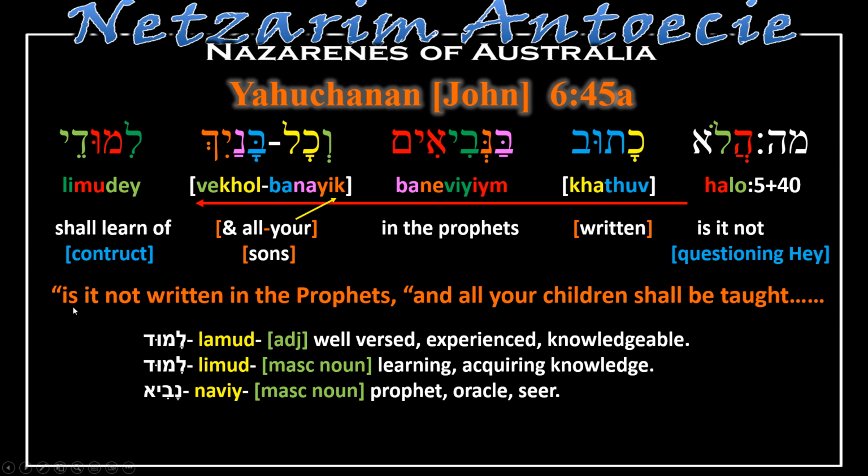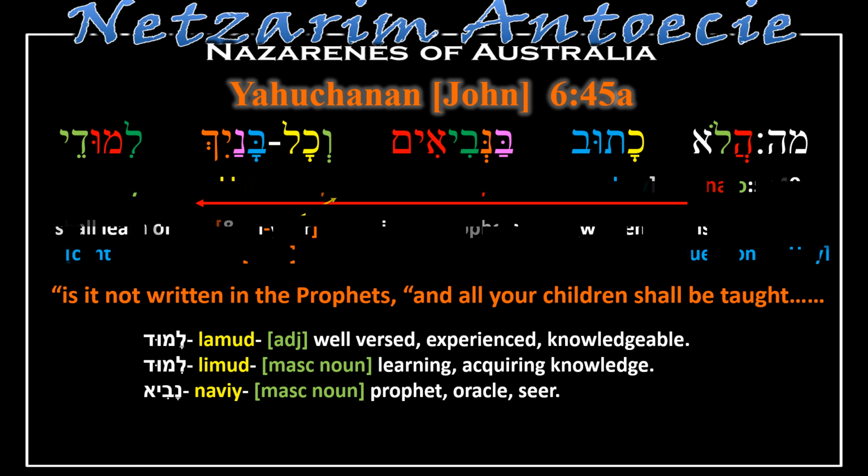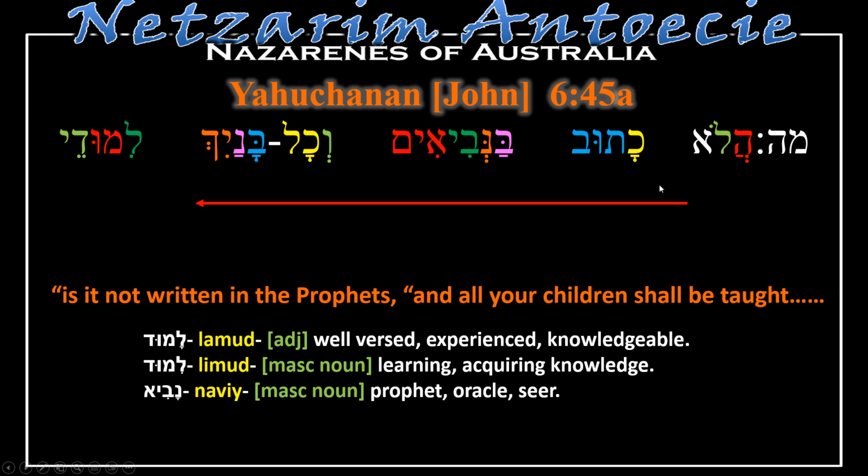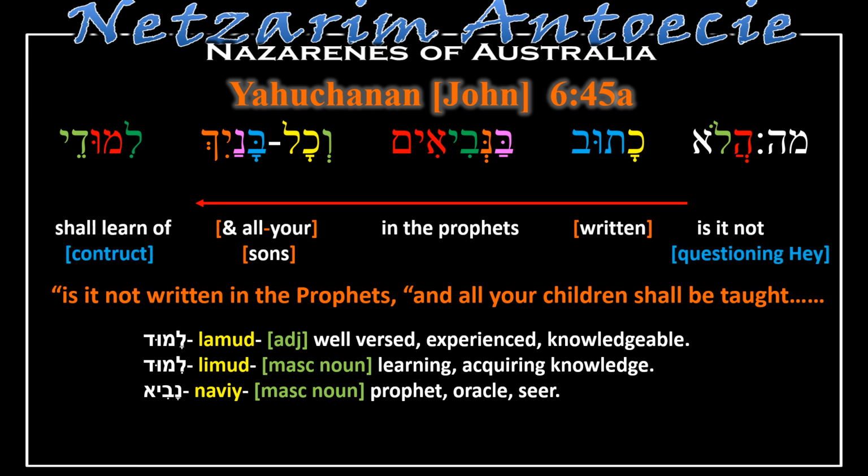So therefore, now we can read that. It's Halo katuv ba nevi'im v'kol. Remember, that's a kamatz rule. V'kol banayik limudei. Is it not written in the prophets, and all your sons they shall learn of, or from?